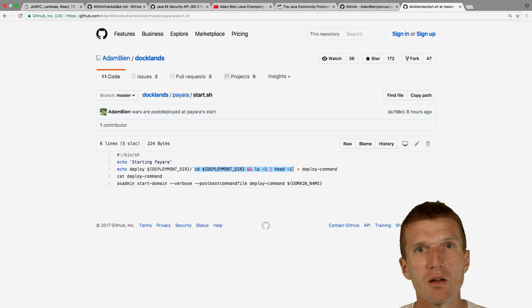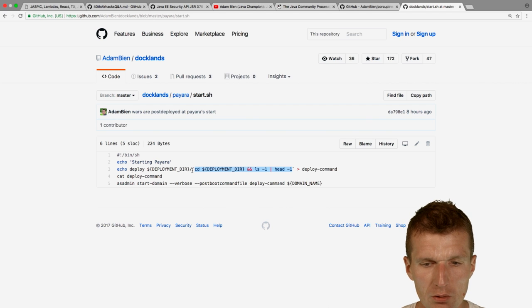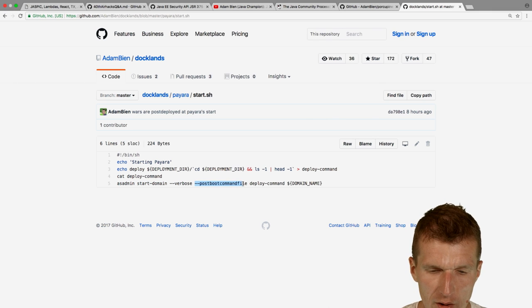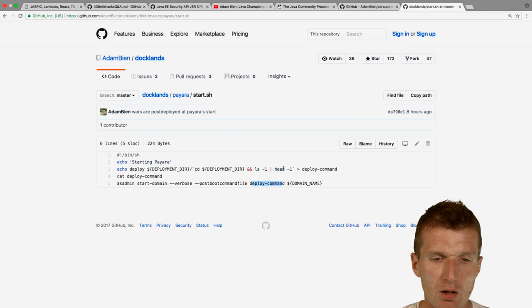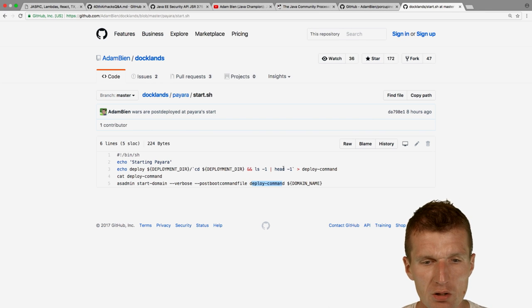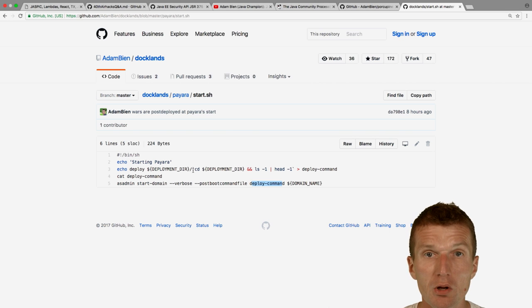I'm deploying the first file from the deployment folder and generating the deployment command. Then asadmin start-domain --verbose with the post boot command, the deploy command. This post boot command is new in Payara, I think 171, and the deploy command is the file here. I got the idea from a Payara engineer. He filed a pull request, I forgot his name. Really nice guy.